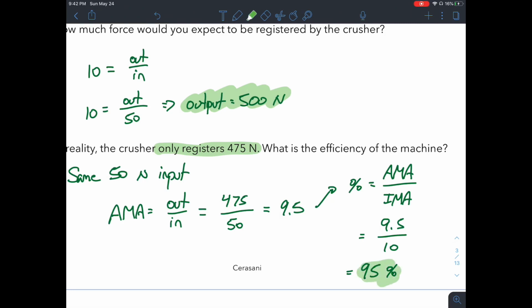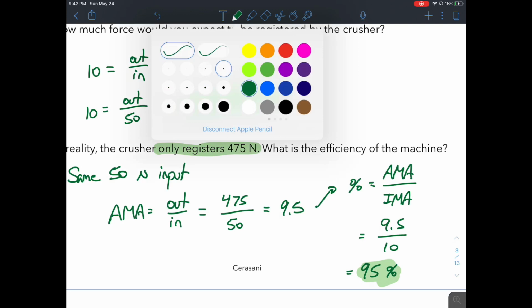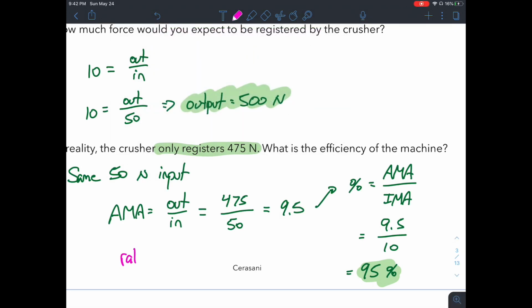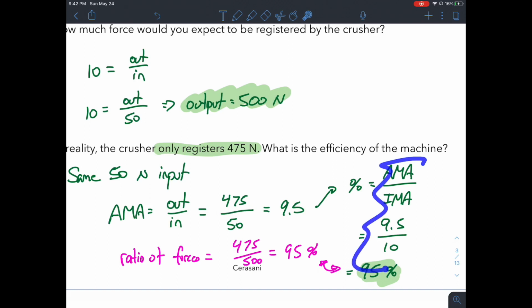We are losing 5% of this efficiency to friction, heat, anything else inside that machine. Now, to be totally honest with you, I was talking about a ratio of forces. You can look at the ratio of forces where the efficiency is just, we actually get out 475, we expect 500 newtons, that also equals 95%. They're exactly the same thing. You're not always given this force value, so you might need to do it this way, but both work. They're just ratios. It really doesn't matter. It's totally up to you.